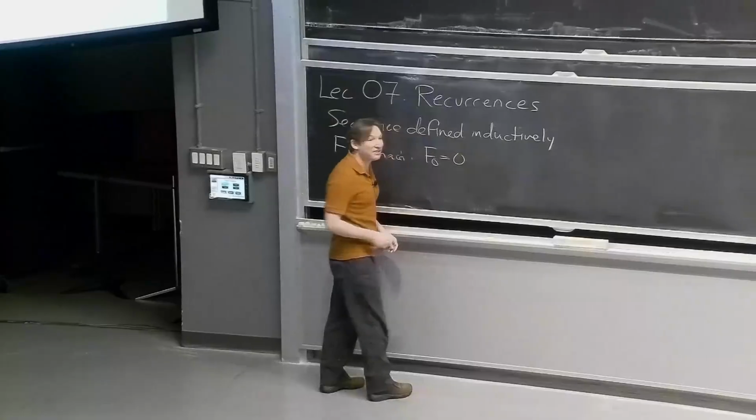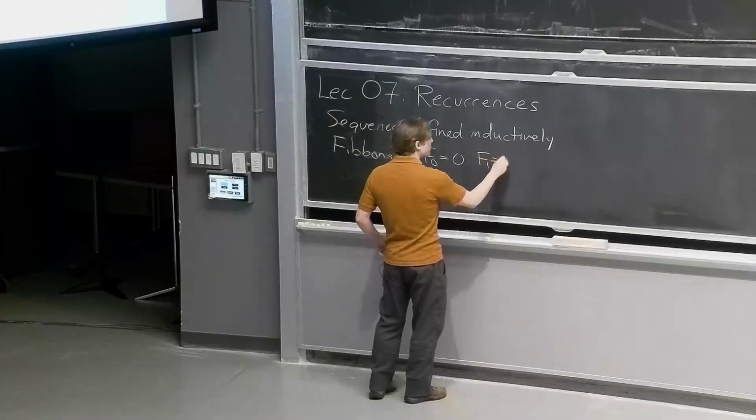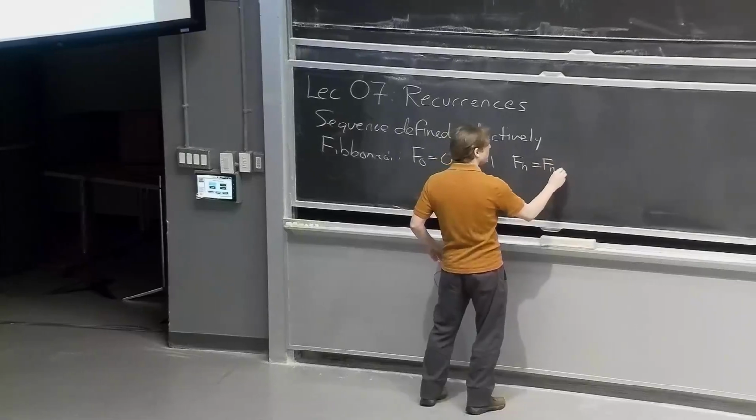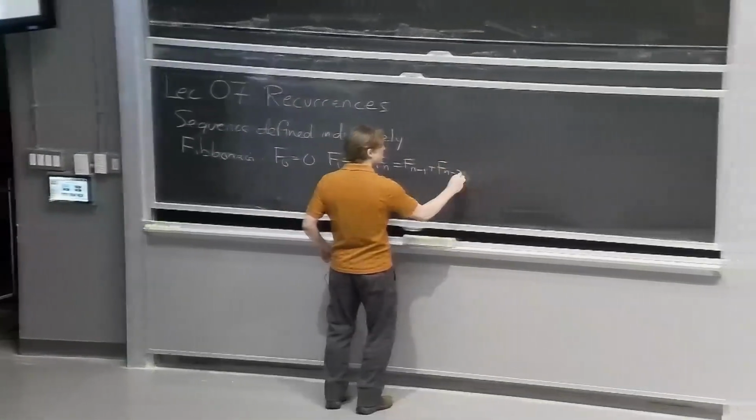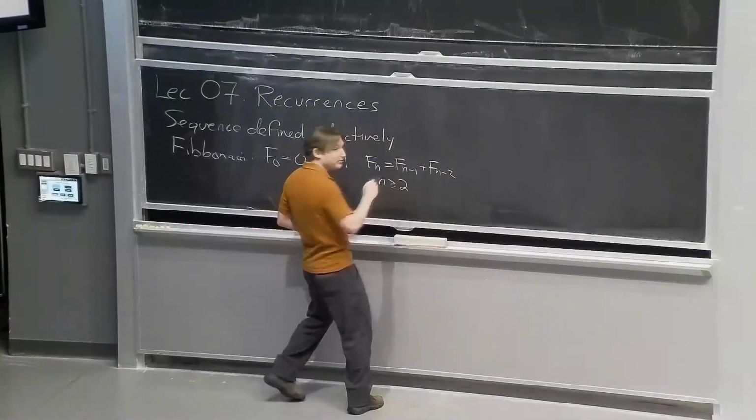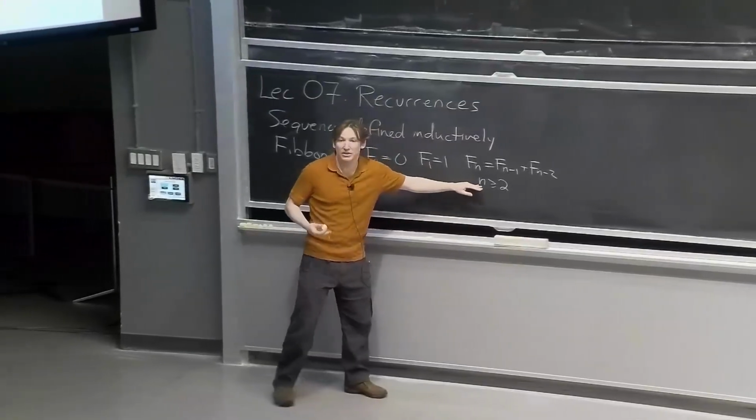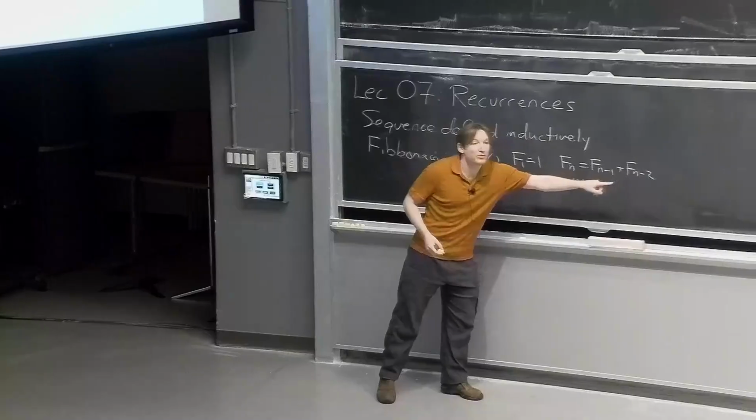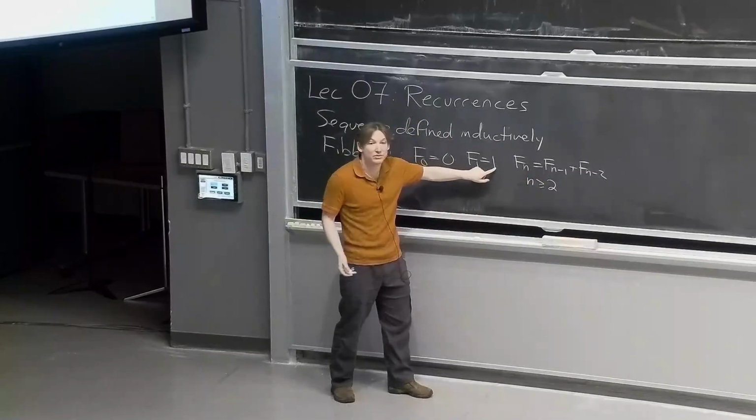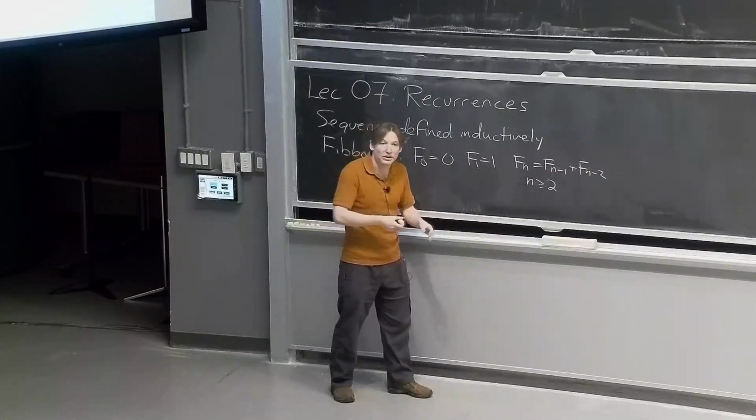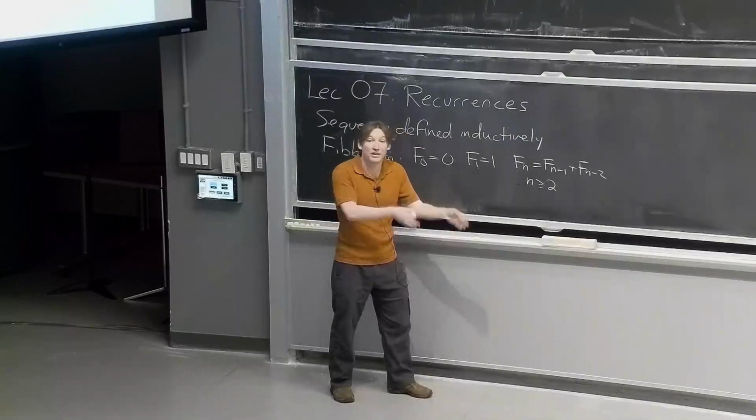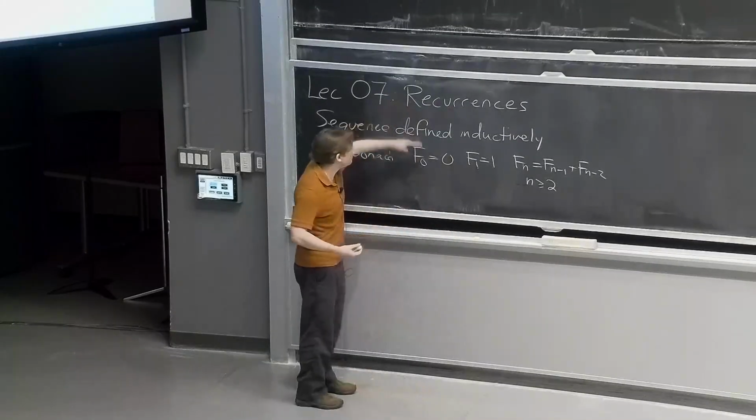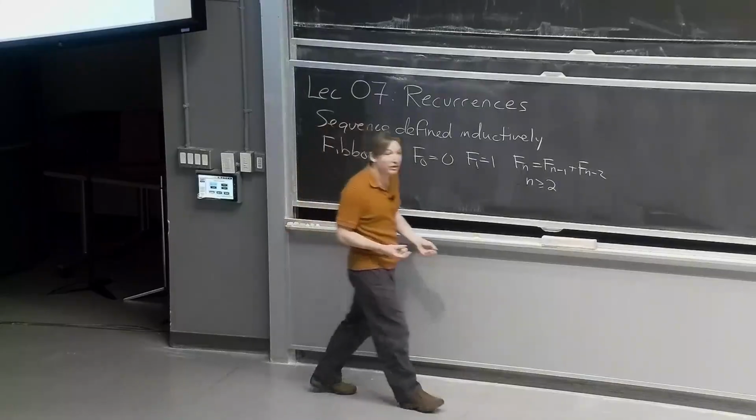Defined by f0 is 0, f1 is 1, and the important part is that fn is defined as fn minus 1 plus fn minus 2 when n is at least 2. And this is the part where we're describing the sequence inductively. Once you know the first two terms, the next term is the sum of those. So f2 is 0 plus 1, which is 1. f3 is 1 plus 1, which is 2. Then 1 plus 2 is 3, 2 plus 3 is 5, 3 plus 5 is 8. Then 13, 21, 34, and so on. It's just a sequence defined inductively. That's the idea of a recurrence.